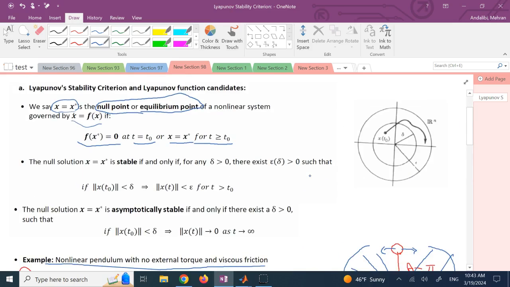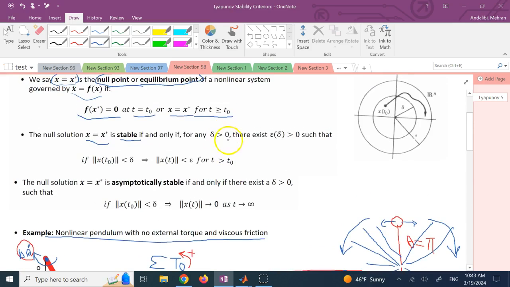So here it says this equilibrium point is stable if and only if for any delta bigger than 0, there is an epsilon, a function of delta, bigger than 0, such that if the initial state of the system is within a radius of delta from equilibrium, then the state of the system at any point will be within a radius of epsilon from the equilibrium. And here we assume that this x0 is equal to 0 in this case. Otherwise, this norm has to be x of t0 minus x star.